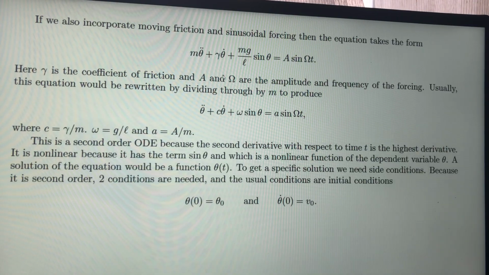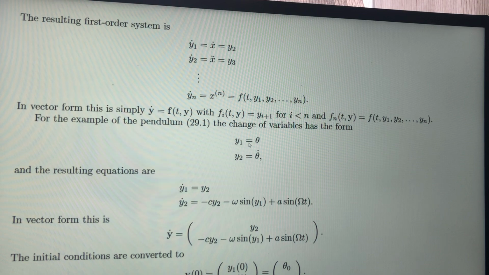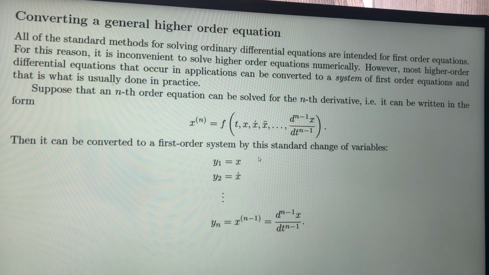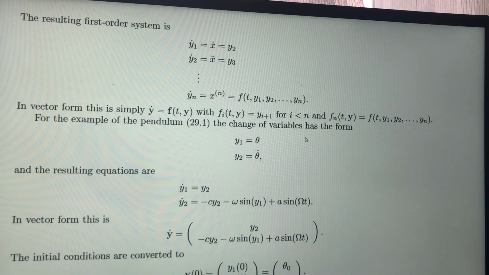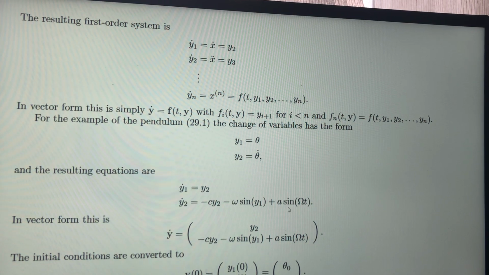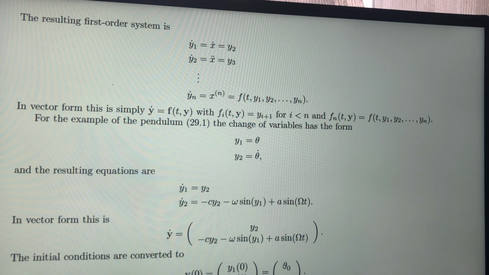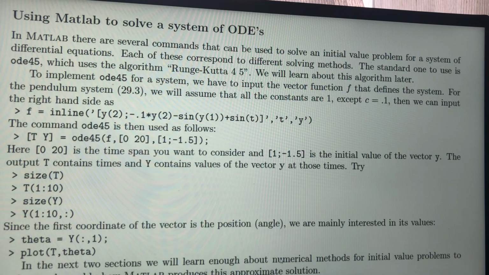And for our equation, y1 is theta, y2 is theta derivative, which means that y1 derivative is theta derivative, which is y2, right? That's why y1 derivative is y2. y2 derivative is theta second derivative. You can solve it by moving these terms to the right hand side, and exactly we are doing that: minus c y2, minus angular velocity squared sine y1, plus alpha sine gamma t. And with the initial conditions theta 0 and v0, you can call the ODE.